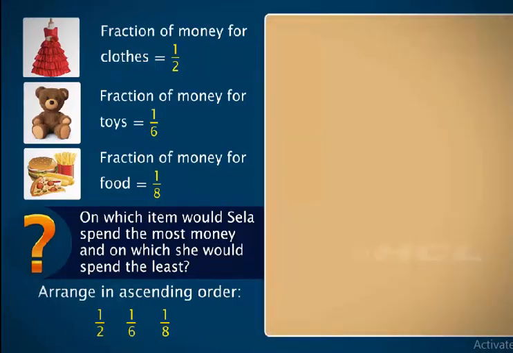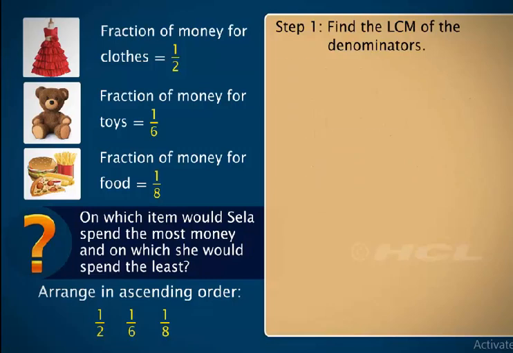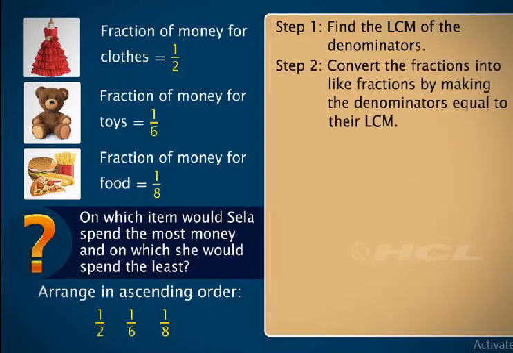To arrange the fractions in an order, the first step is to find the LCM of their denominators. Using the prime factorization method, we find that the LCM of 2, 6 and 8 is 24. In the second step, we convert the fractions into like fractions by making the denominators equal to their LCM. Multiplying the numerator and denominator of the fraction 1/2 by 12, we get its equivalent fraction 12/24.